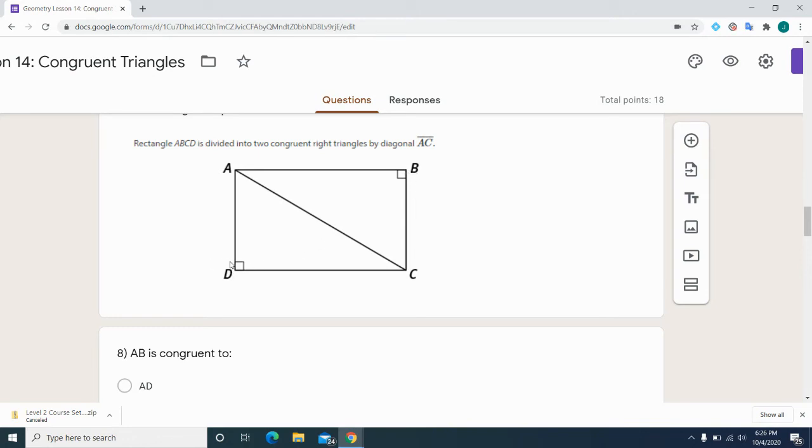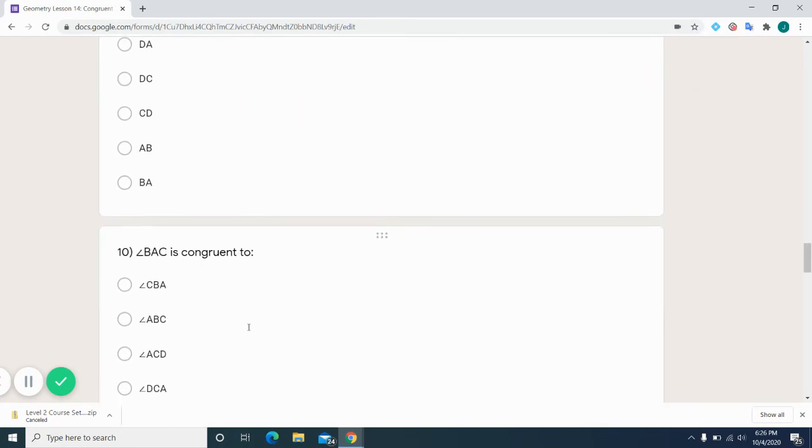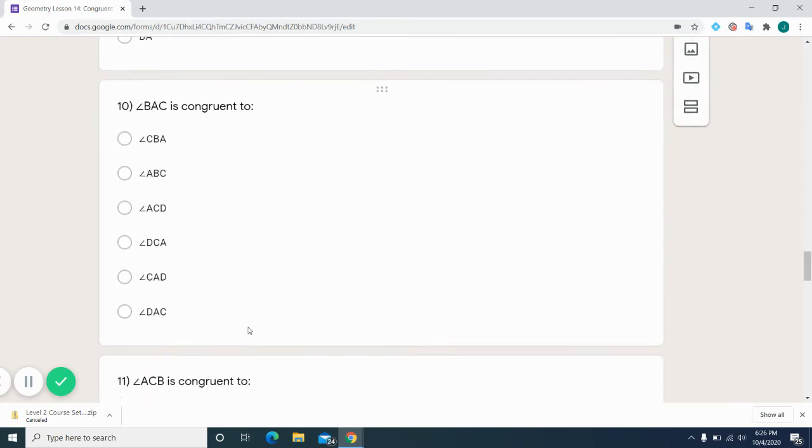So we'll start at the right angle. So we're starting with D. And then go over to where it's cut in half. So go to where it's cut in half, the long way, so C. And then go down the diagonal to A. So BAC is congruent to DCA.